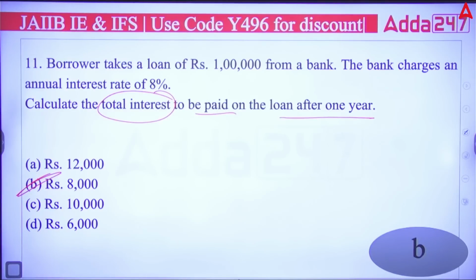Hana, the right answer will be your B option. It's a simple question. Clear? Just remember, the question is asking how much interest there will be. The principal amount and the interest have been given to you, so simply calculate the percentage of that. So it is 8,000. Right?